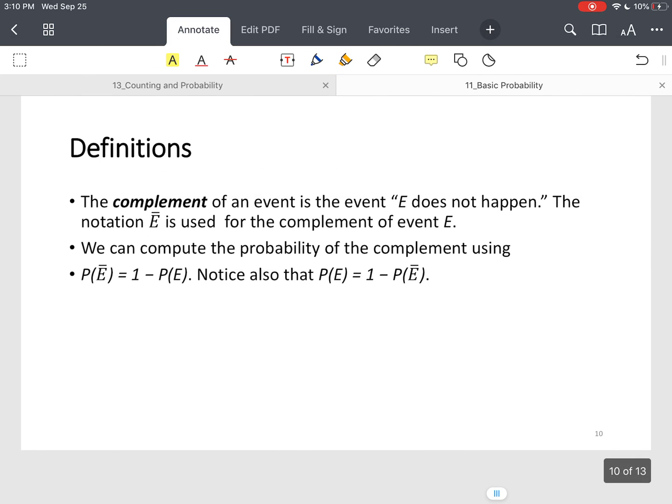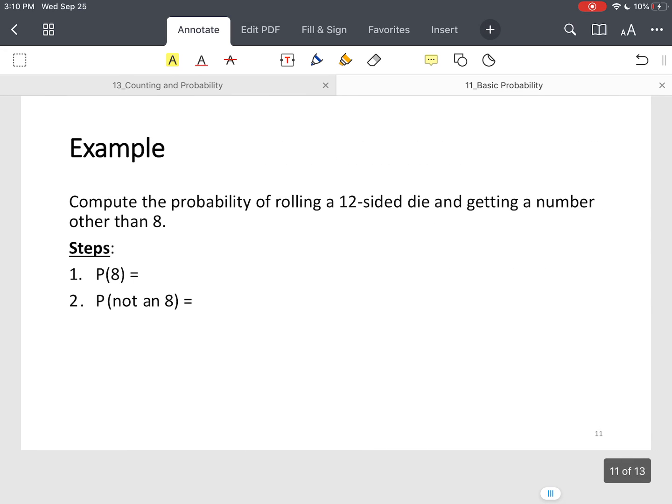All right, and now the complement. The complement simply means that an event does not happen. Or you could say it's the opposite of an event. I think that's probably the more accurate description. But to compute it, all you do is find the probability of whatever event you're investigating, and then you subtract that from 1 to find the probability of the complement. Okay. And I'll demonstrate in this next example.